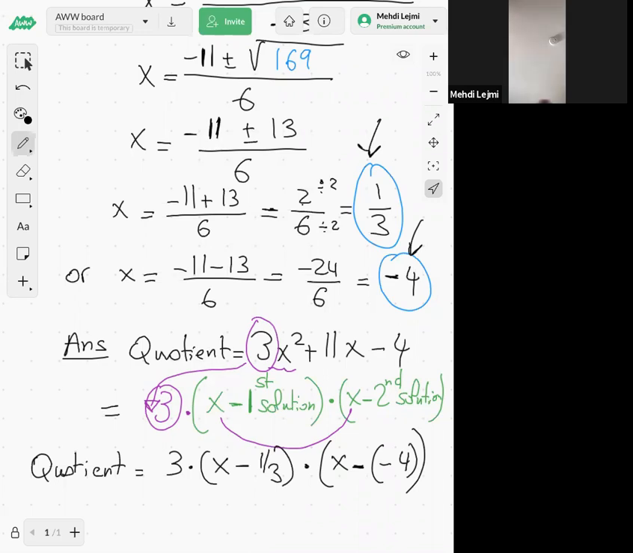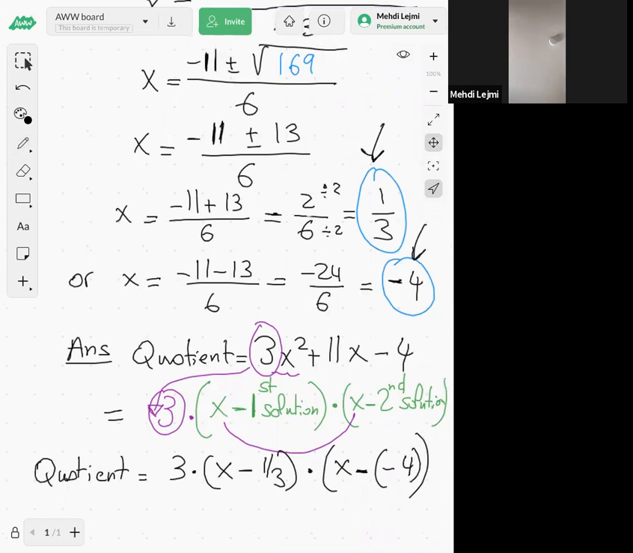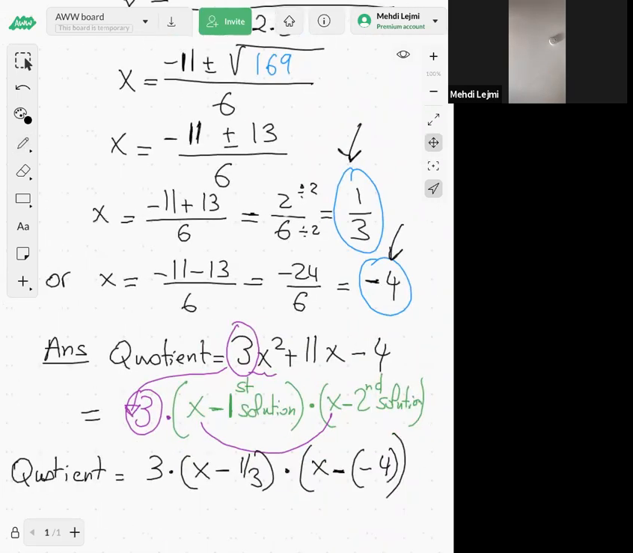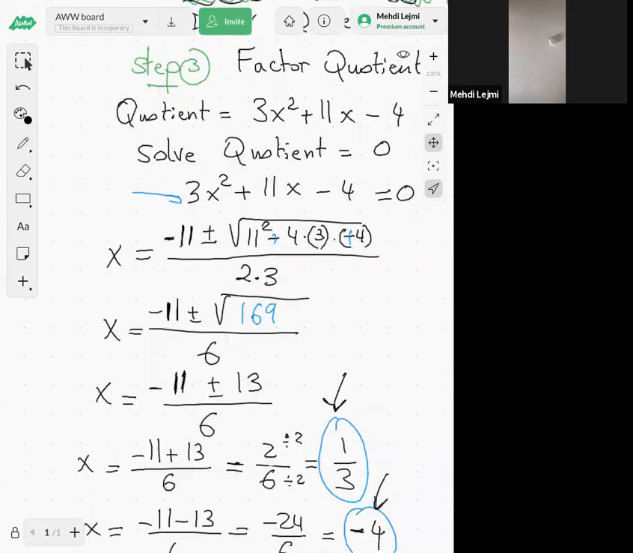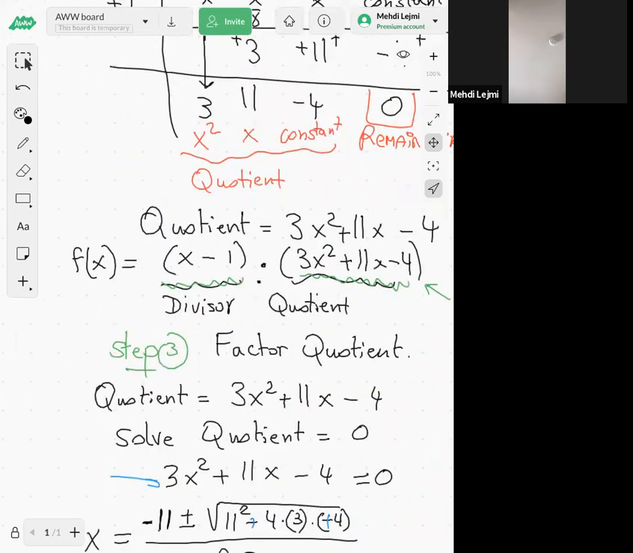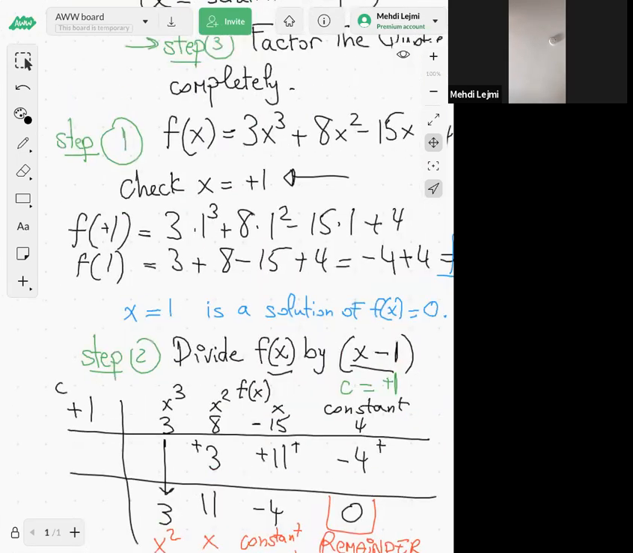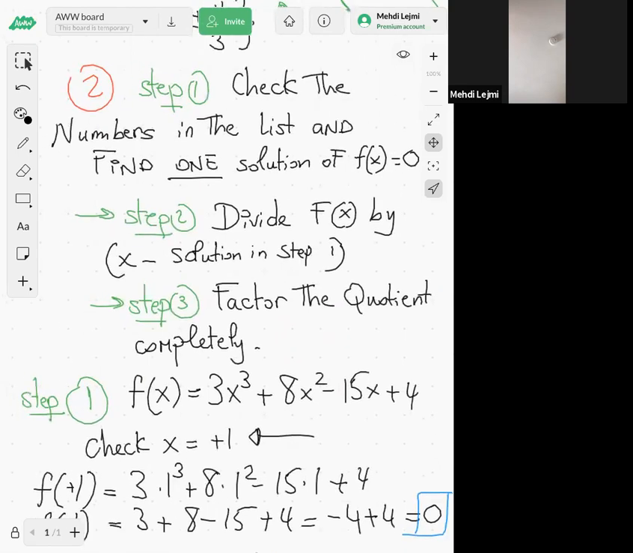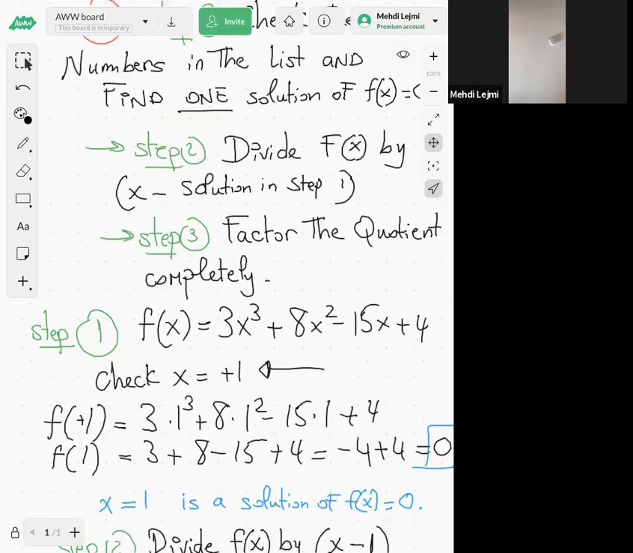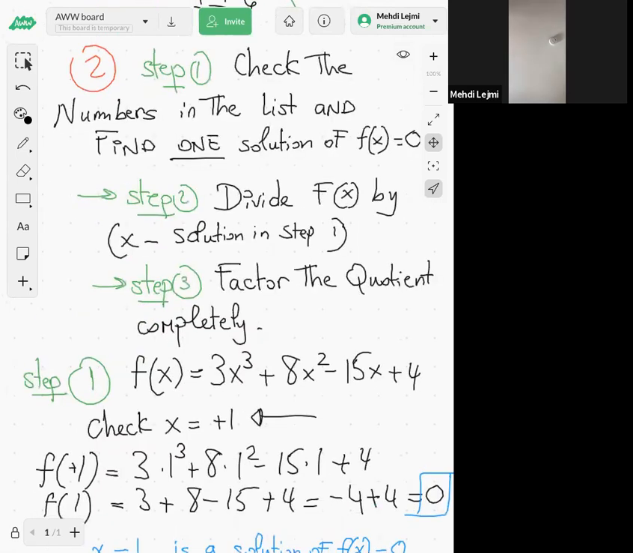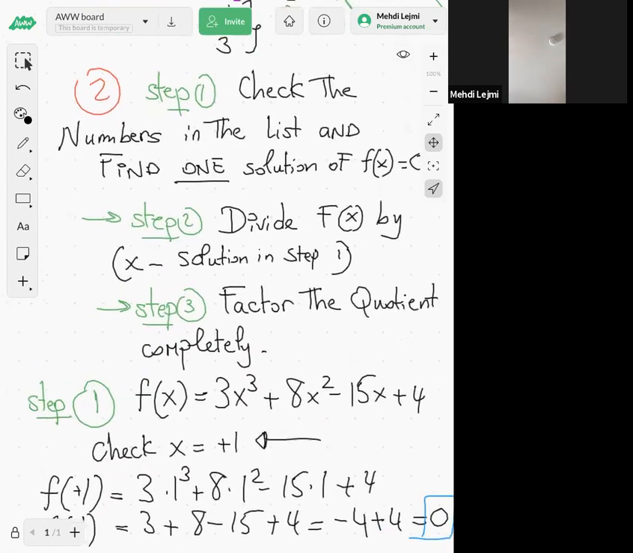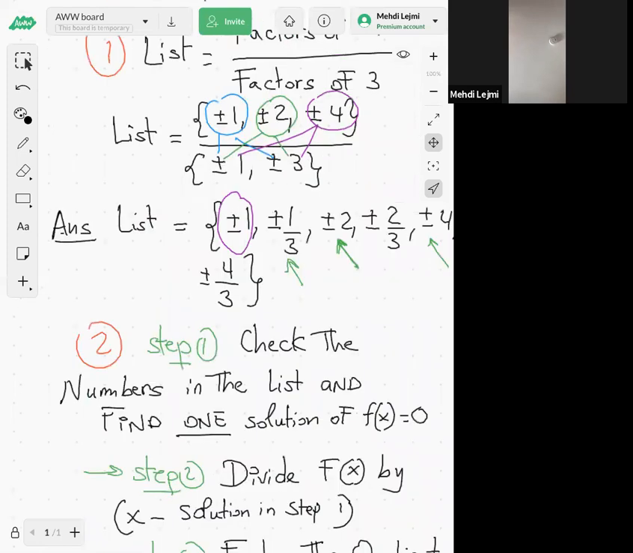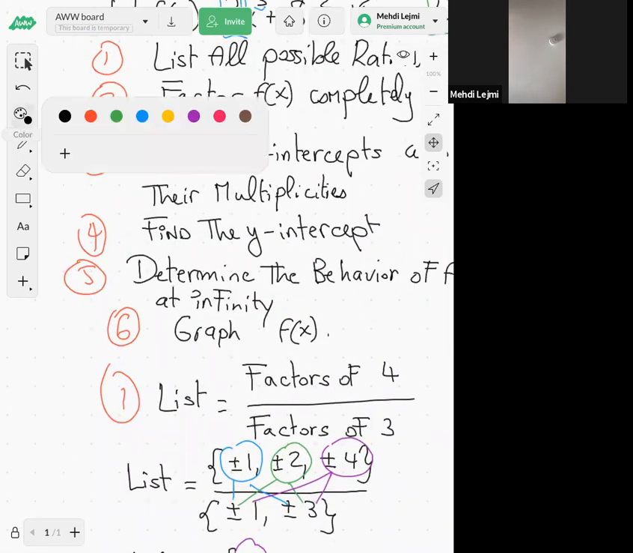Right? And then once you get the complete factorization of your quotient, then we can answer. Remember, guys, the goal here. So just to remind you what we are doing: we want to factor f of x completely, right?